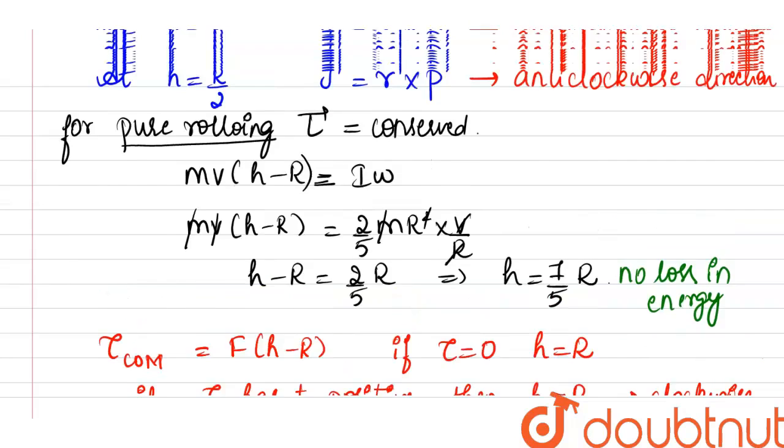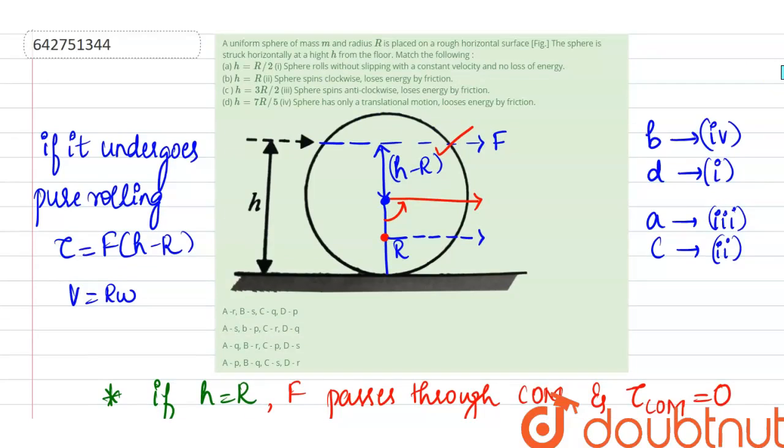So what do we understand now? When h is equal to r by 2, the sphere spins anti-clockwise and loses energy by friction. When h is equal to r, the sphere has only translational motion and loses energy by friction. When h is equal to 3r by 2, the sphere spins clockwise and loses energy by friction. And when h is equal to 7r by 5, the sphere rolls without slipping with a constant velocity and no loss of energy. So this will be the mapping of our answers.